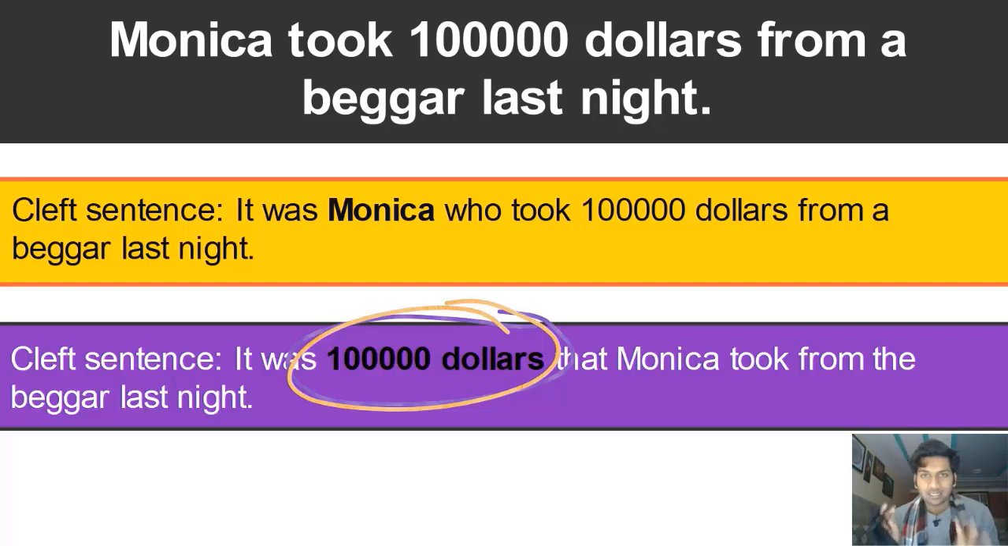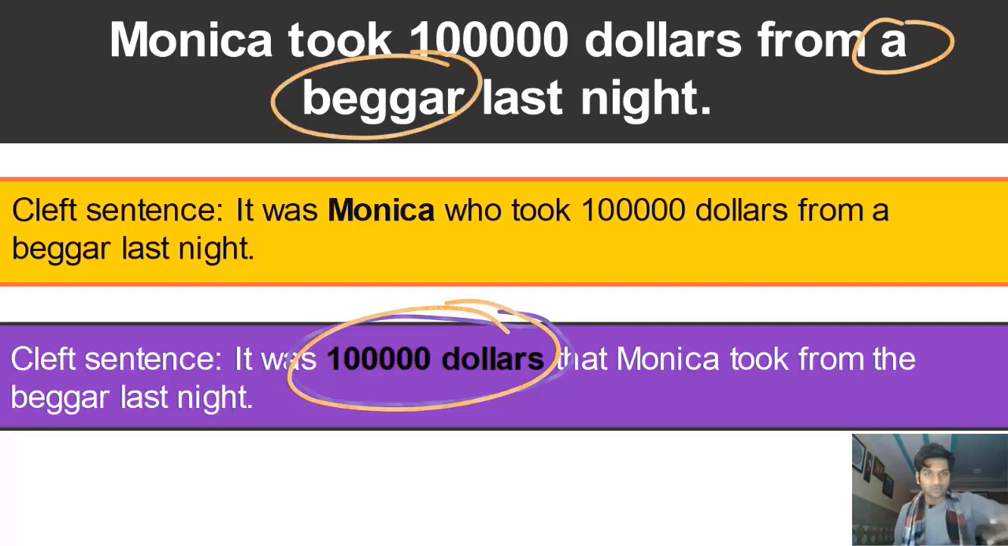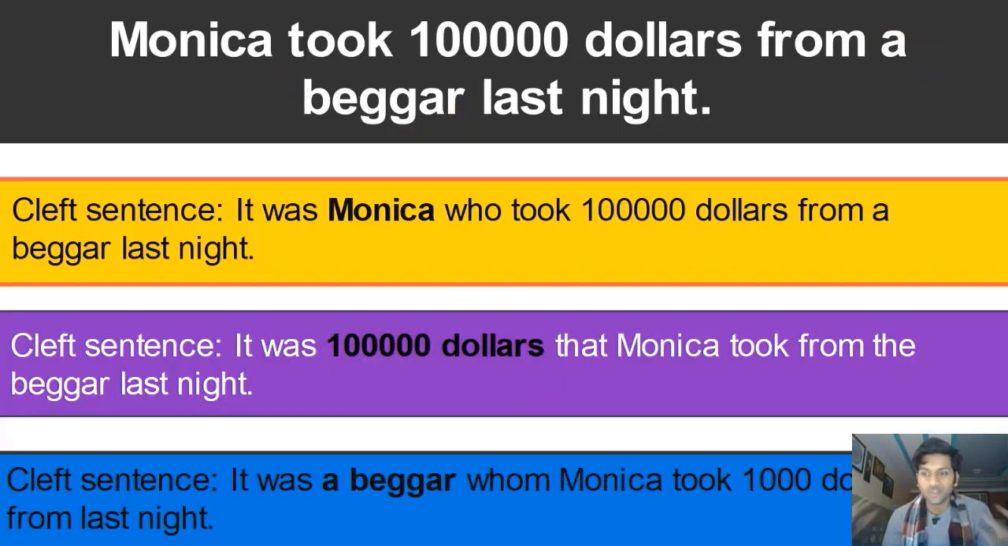Now, I want to focus on the object of the preposition, the person whom this money was taken from, which is the beggar, right? I want to focus on the person. Poor guy, beggar. So let's suppose the same thing. You come to me and you say, Monica took $1 lakh from somebody last night. And I say, somebody? Do you know who the person was? What do you mean by somebody? And I say, it was a beggar.